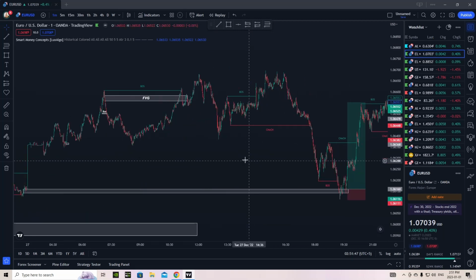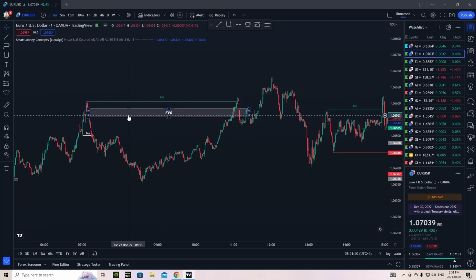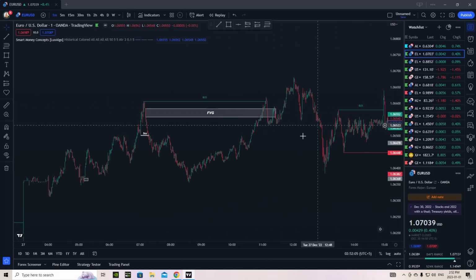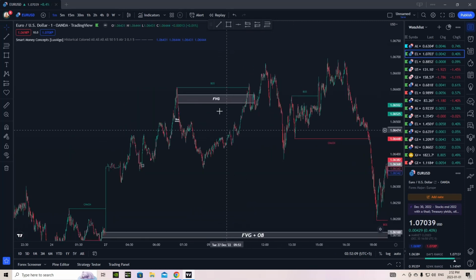Like some of these trades do not work out because as you can see, we have a fair value gap right here, and the price came up, and it literally just took out the fair value gap and moved in the opposite direction. We were looking for a sell trade, but it just totally took out our point of interest. So we would have been stopped out if we had taken a trade here.